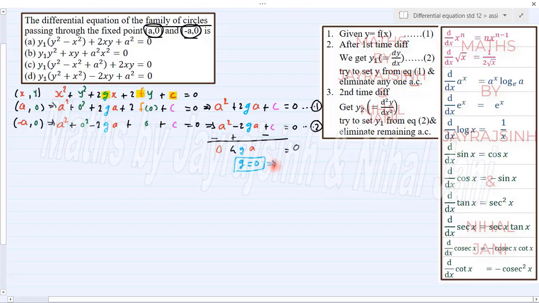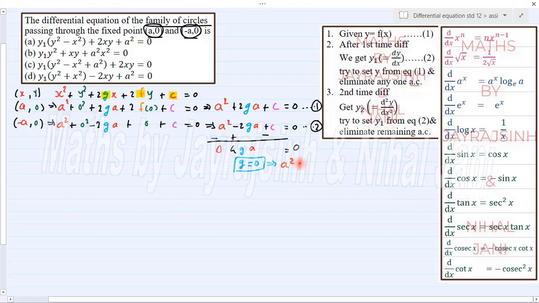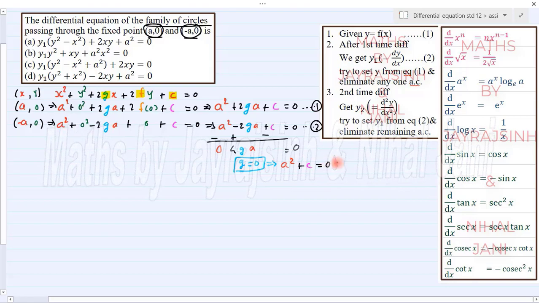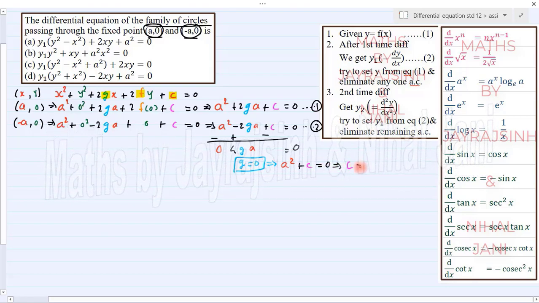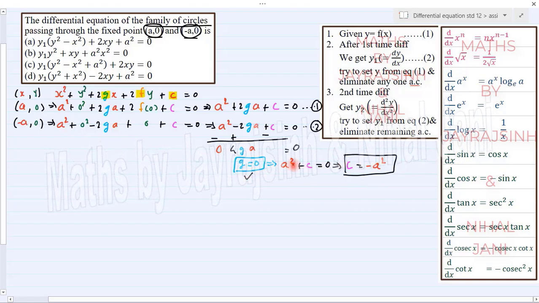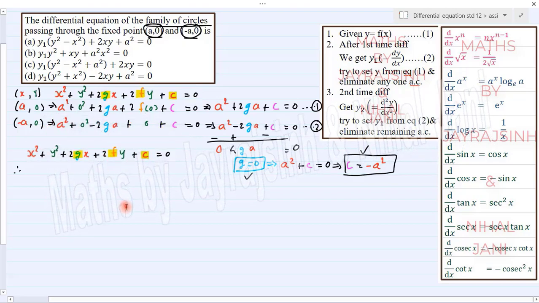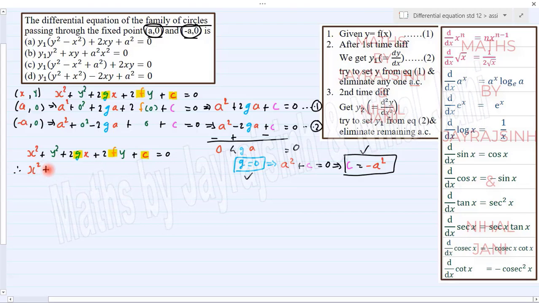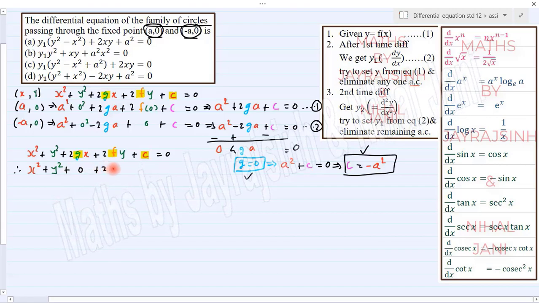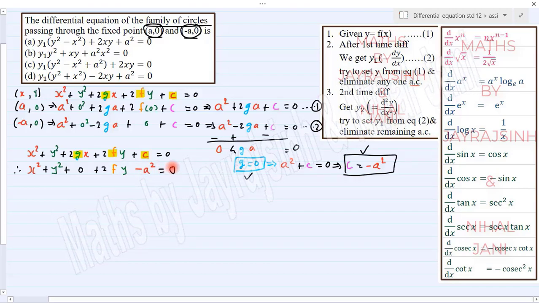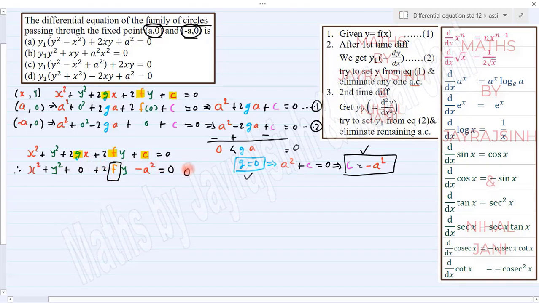And if we substitute this value in any one of the equations, we will get a square plus c equal to 0, which will give us c is equal to minus a square. So we get the values of g and c. So we can say our general equation of circle will be simplified as x square plus y square plus 2fy, and instead of c we have to substitute minus a square, is equal to 0. And we only have one arbitrary constant. So now the order of our differential equation will be 1.